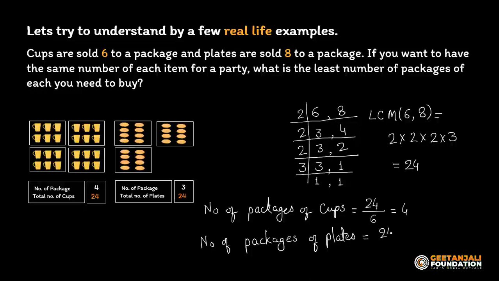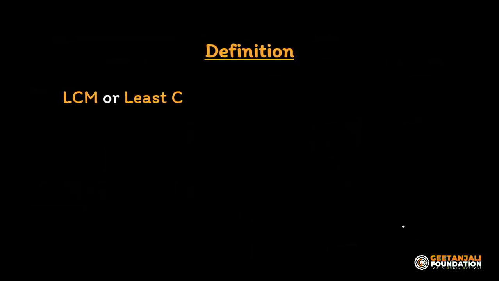So you divide 24 by 8 because in one package there are 8 plates. So 8 3s are 24. So 3 packages of plates and 4 packages of cups you need, you can tell directly to the shopkeeper that this much amount you need. So now let's go to the formal definition of LCM.